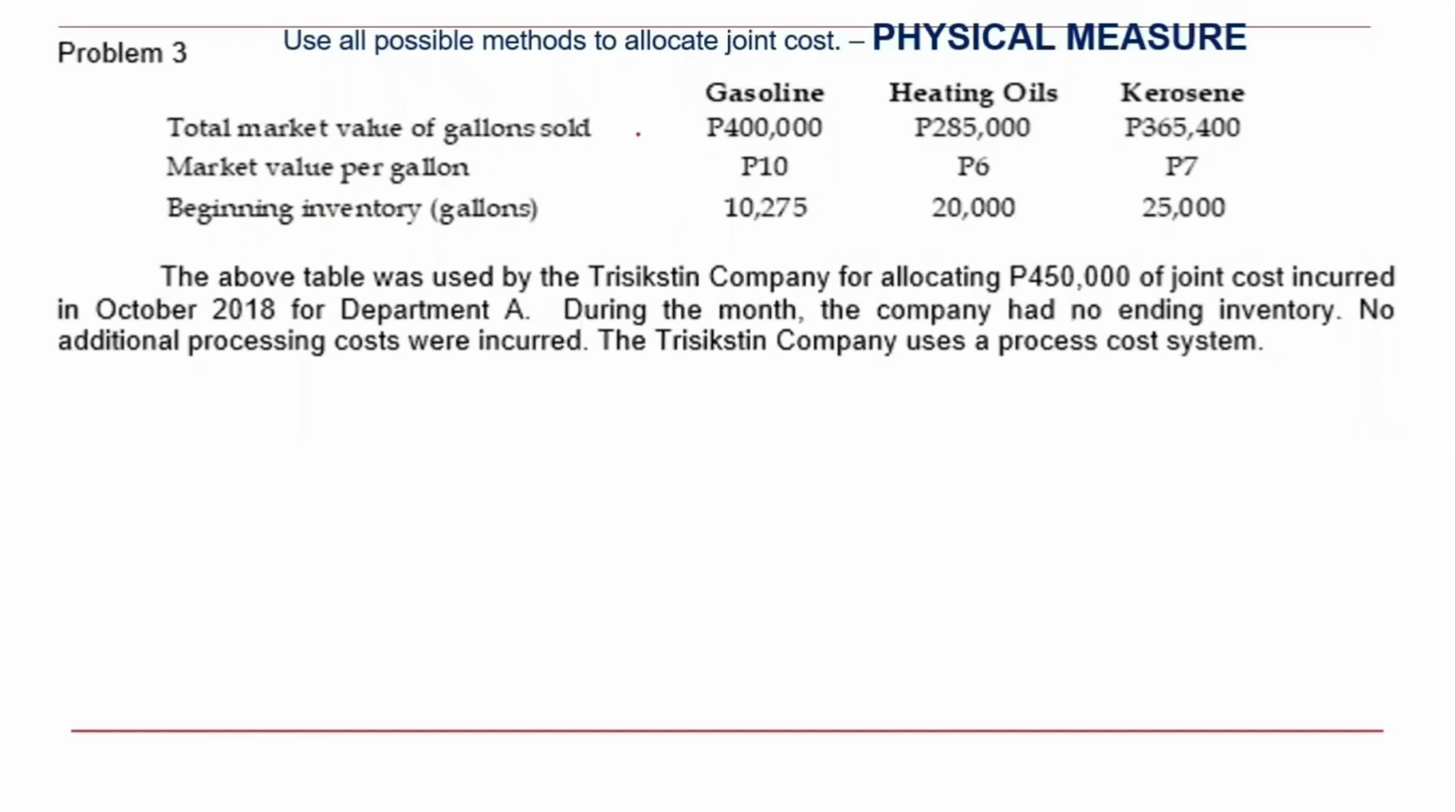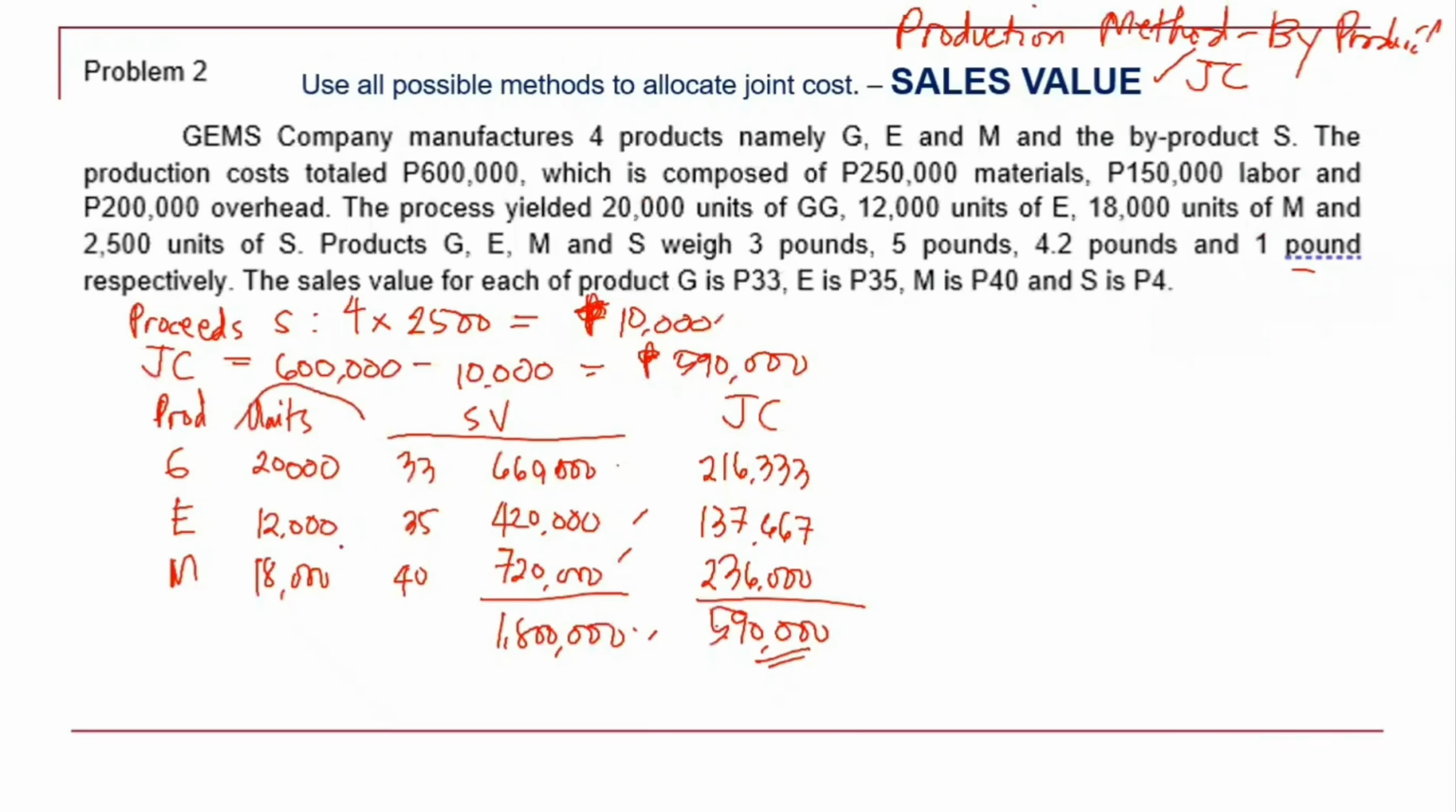Total market value of gallons sold ng gasoline, heating oils, and kerosene, these are your major products. Okay, market value per gallon is 10, 6, and 7 respectively. Ito po ay yung nabenta natin, yung sales natin, ito yung selling price per unit. May sinabi rito, beginning inventory ng gallons, in gallons, 10, 75, 20,000, and 25,000 respectively. Para saan to? Itong beginning inventory ng gallons na to.